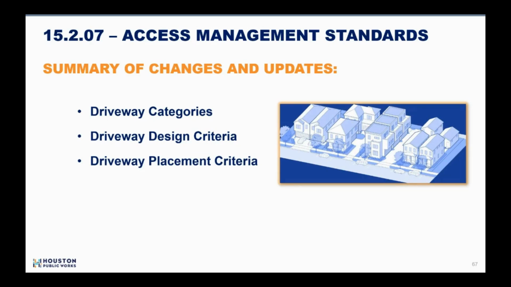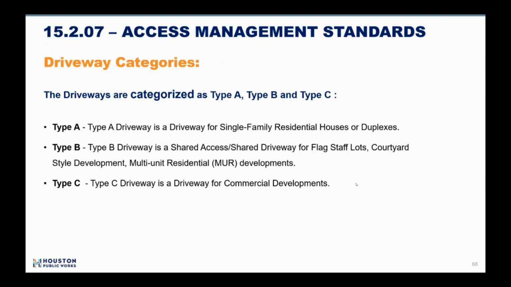In the past, until 2023, we had only two categories, either residential or commercial driveways. As Chapter 42 changes, we added a new category. Now we have categories A, B, and C. A represents the single family residential driveway. C is commercial, as it used to be. Now we have the new category, type B. Type B reflects what our colleagues in the planning department are coming up with for MUR, or multi-unit residential developments.